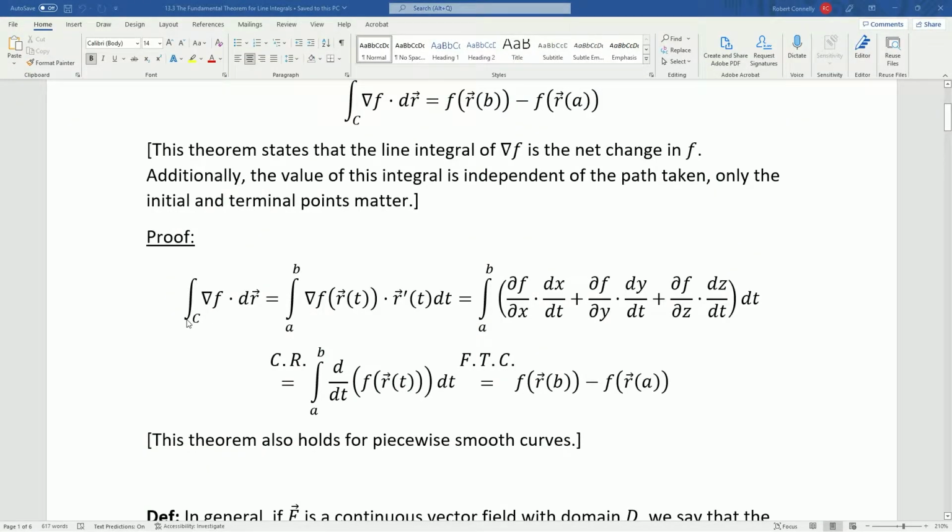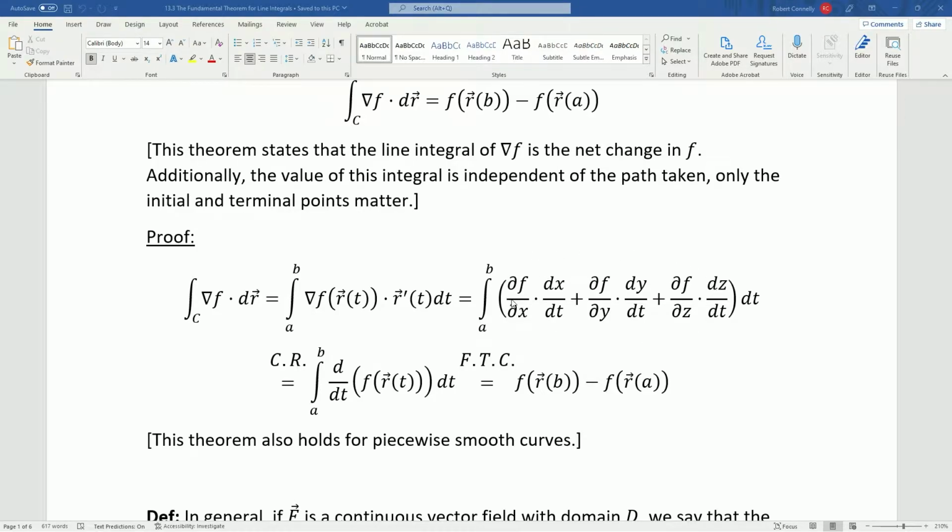So we've got the integral over C of the gradient of f dotted with dr. We rewrite this. This is going to be the gradient of f evaluated at r of t, that's our path, dotted with r prime of t dt from a to b. Now if we take this dot product, what do we get? Well, the gradient of f should give us df dx, df dy, df dz, and r prime of t is going to give us dx dt, dy dt, and dz dt. So when we take that dot product, this is the expression we get.